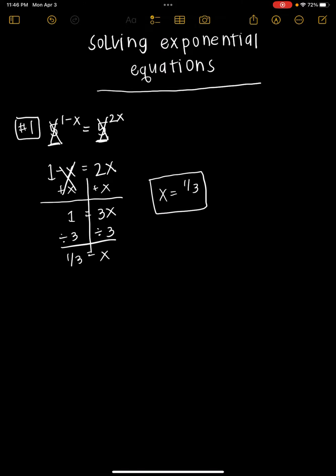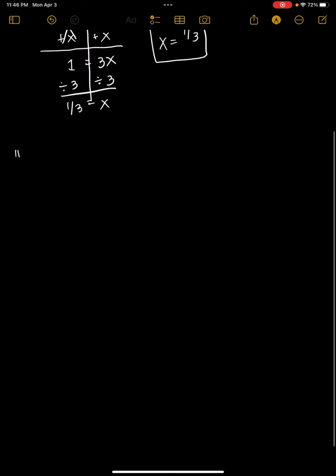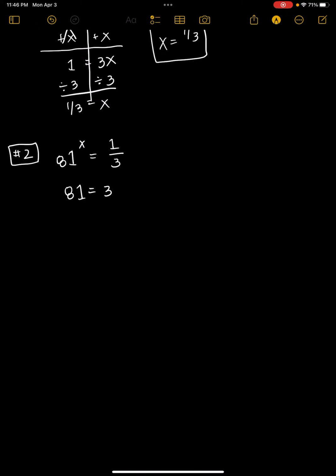Okay, so that was easy because those base numbers were the same, but what happens when the base numbers aren't the same? Like in example 2, where we have 81 to the power of x is equal to 1/3. What we want to do here is make sure these base numbers are the same. I'm going to change both of these numbers, the 81 and the 1/3, to be 3s. The way I'm going to do that is I know that 81 is the same thing as 3 to the power of 4. So you have to use exponents to do this. You have to compare it with numbers and exponents.